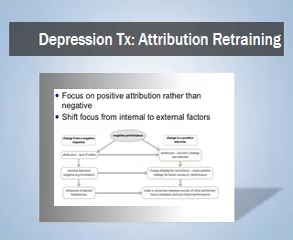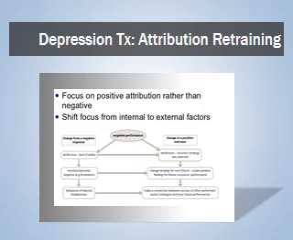Attribution retraining, another cognitive restructuring technique. Attribution retraining focuses on altering the individual's perceptions of the causes of their problematic behavior, and this has been successfully used to treat depression, anxiety, alcoholism, and several other disorders, as well as to improve the academic performance of underachieving students.